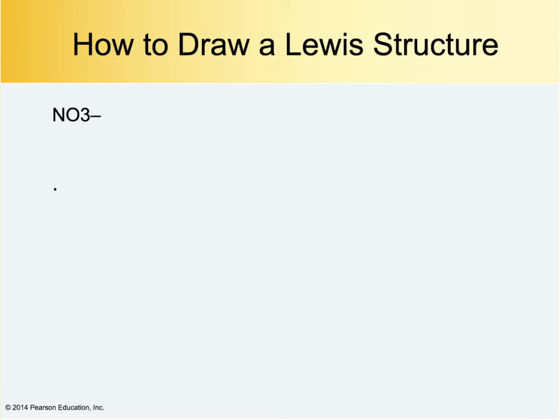Let's look at something like NO3. That should be a subscript, NO3 minus. So overall it has a negative charge and has an extra electron. There's a couple of ways you can do this. So the classic way, which is also written in our text, is you look at the elements you have and see how many valence electrons each of them has. So in this case, nitrogen has 5, oxygen has 6, but there's 3 of those, and there's 1 extra electron because we have a negative charge.